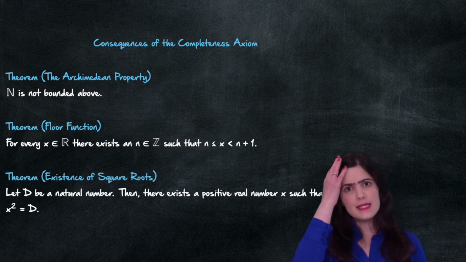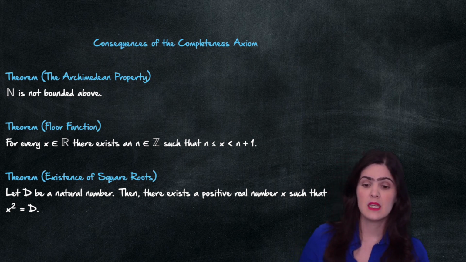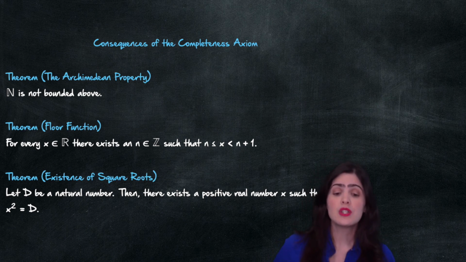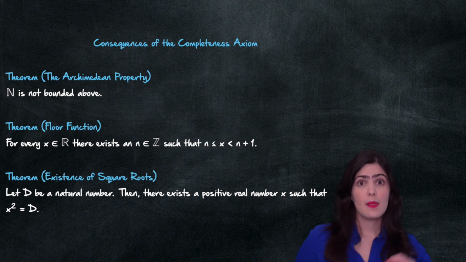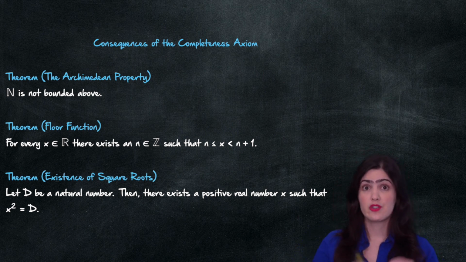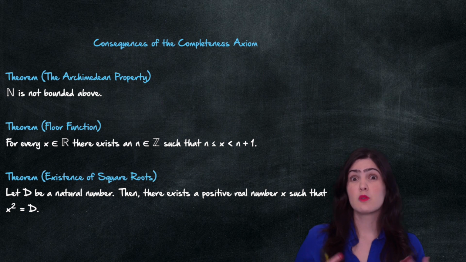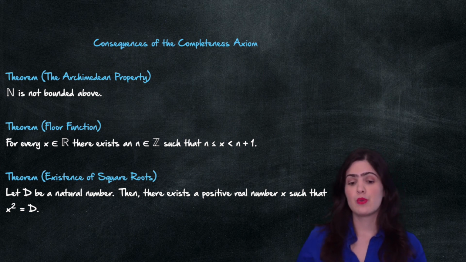And then the existence of a square root, the fact that for any natural number d, there exists a positive real number x such that x squared is equal to d, that is a consequence of the completeness axiom. If you look at it, in the previous video I was saying that if I construct the set of all the rational numbers x such that x squared is less than 2, then the supremum of that set was the square root of 2. So that is going to be the idea that is used to prove the existence of square roots.